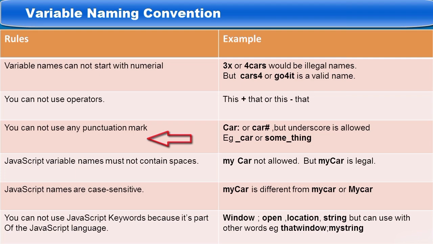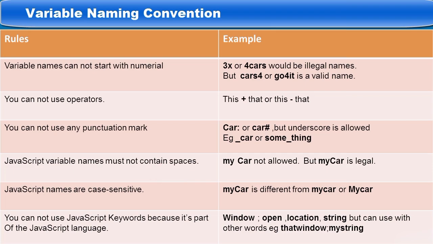That is allowed. JavaScript variable names must never contain spaces, never. For example, you can't name your variable my car with a space. That's not allowed. However, you can give it myCar. That is legal. There cannot be any spaces between variable names.